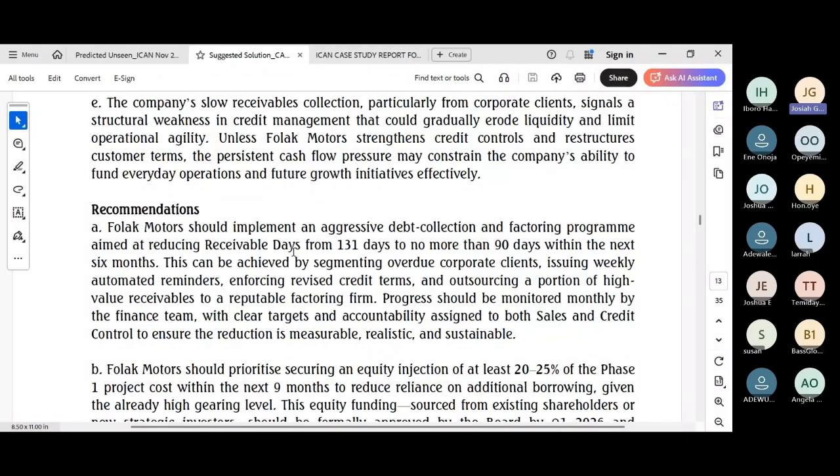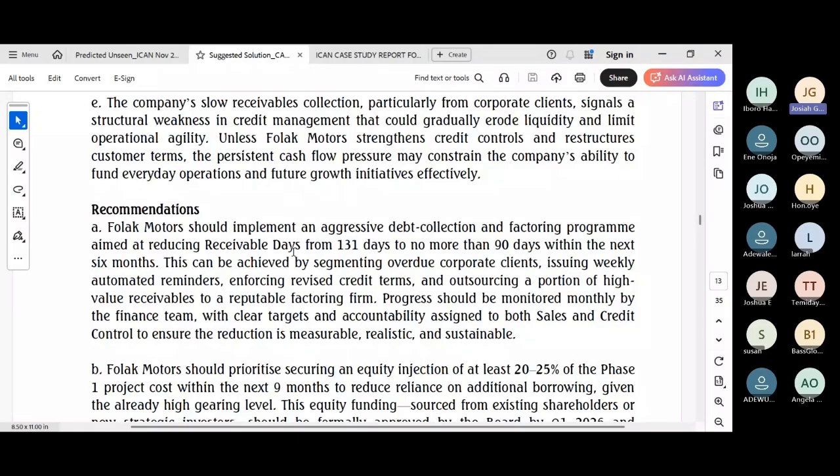So the first one is the issue of aggressive debt collection. How should they solve them? They should reduce receivables from 91 days to 60 days based on that average within 6 months. So you see, you are giving them a timeline now because your recommendations should be SMART. It should be specific. It should be measured, realistic, and time bound. And you are saying this can be achieved by, you see, you are specific.